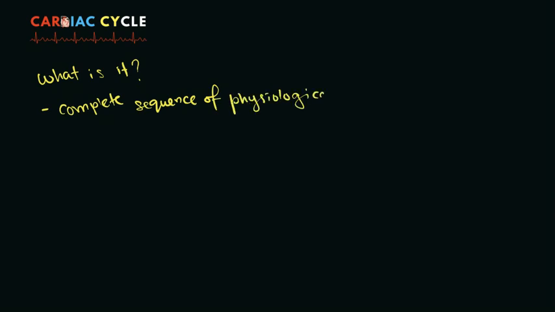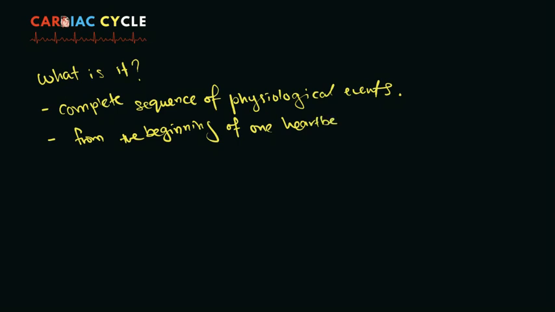What is the cardiac cycle? Well, the cardiac cycle refers to the complete sequence of physiological events that occur in the heart from the beginning of one heartbeat to the beginning of the next heartbeat.